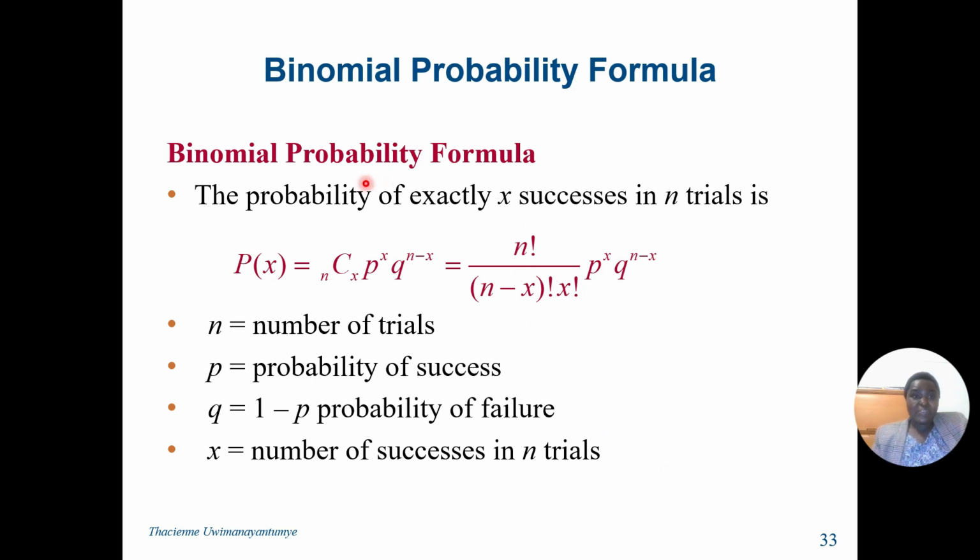Then for the binomial probability, we have this formula. The probability of x successes in n trials is given by P(x) equals the combination of n choose x times p to the power x times q to the power n minus x, and when you expand it, you have it this way, where n is the number of trials, p is the probability of success, q is the probability of failure, and x is the number of successes in the trials.